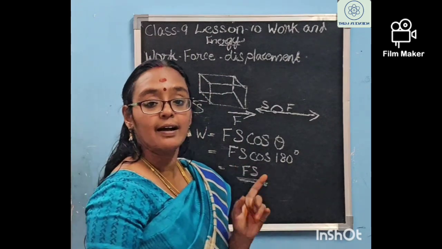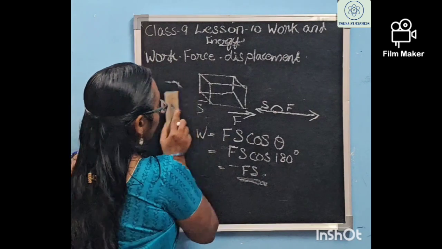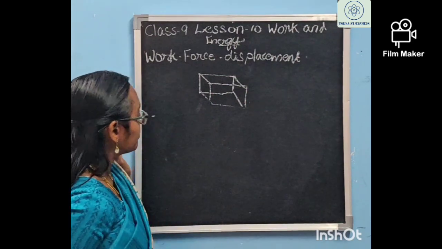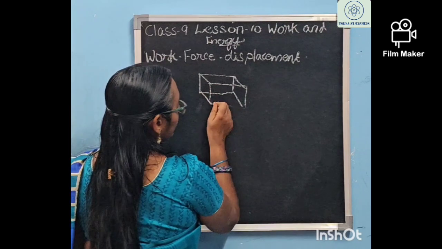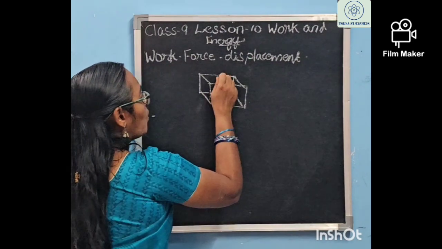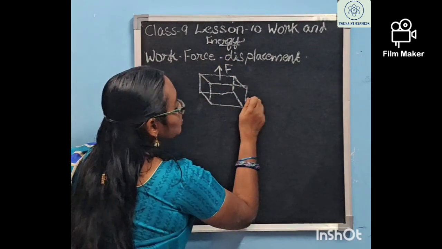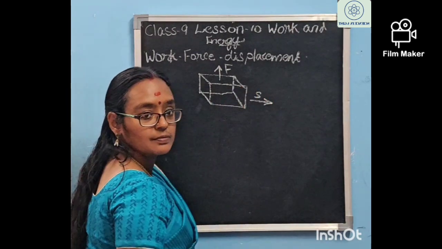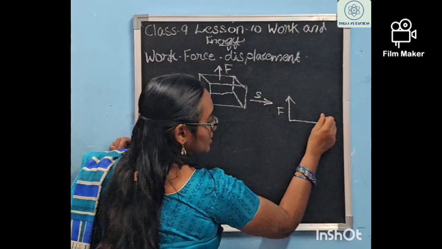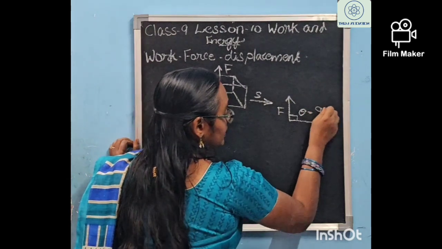Okay. And the third case where the work done is 0. How can it be possible? Let's see. This is the object, and if I am applying force in a particular direction, F is applied, but the displacement is happening in this direction. So what will be theta value? This is the angle, isn't it? Force, and this is displacement. So what is the angle? Theta is equal to 90 degree.